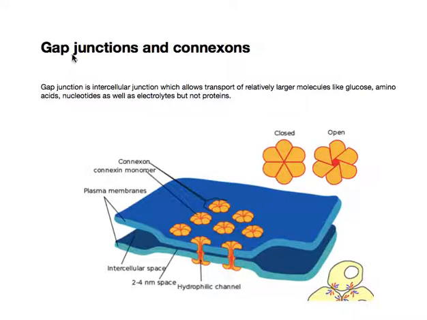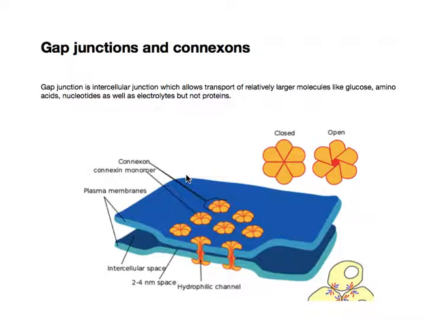Now we will talk about gap junctions and connexons. So what is a gap junction? A gap junction is a type of intercellular connection, and it is just like tight junctions, but a bit different. Tight junctions we have already discussed previously. Gap junctions are a relatively bigger connection than ion channels and tight junctions.